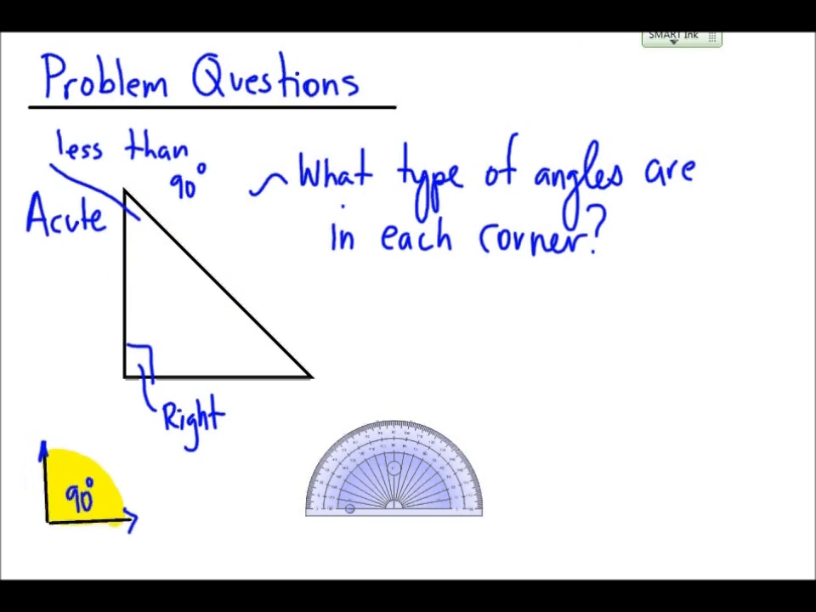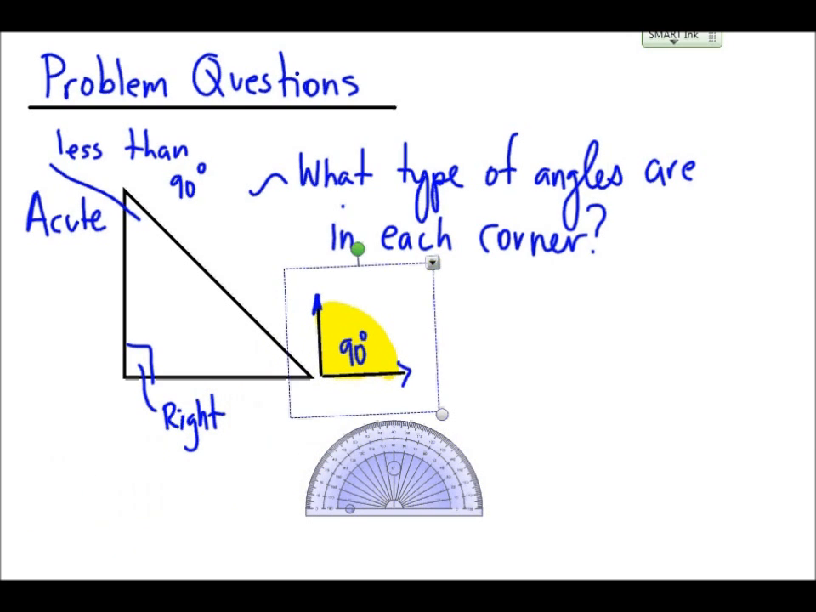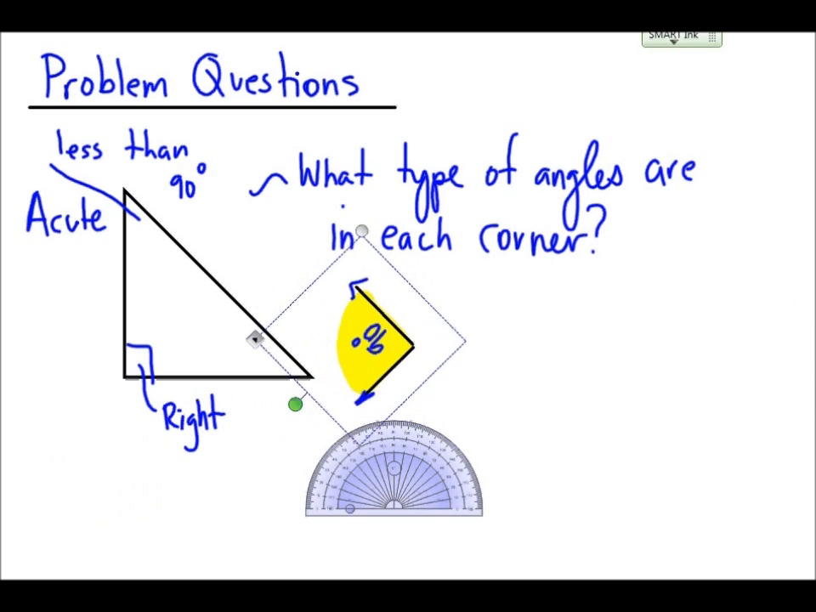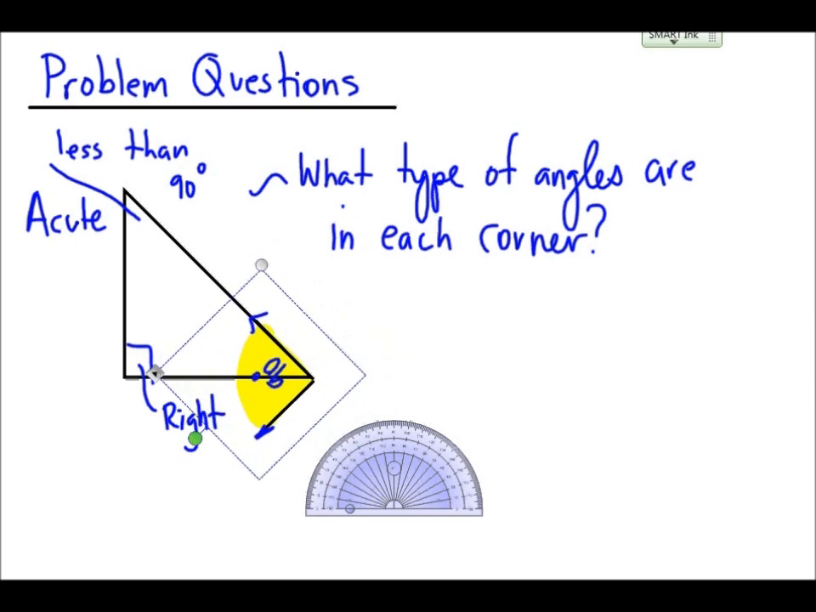Let's take a look at the last one here. Again, I'm going to do a little rotating of my angle so I can put the 90 degrees on. When I look here, you can see that this corner is less than 90 degrees. So this corner is acute as well.